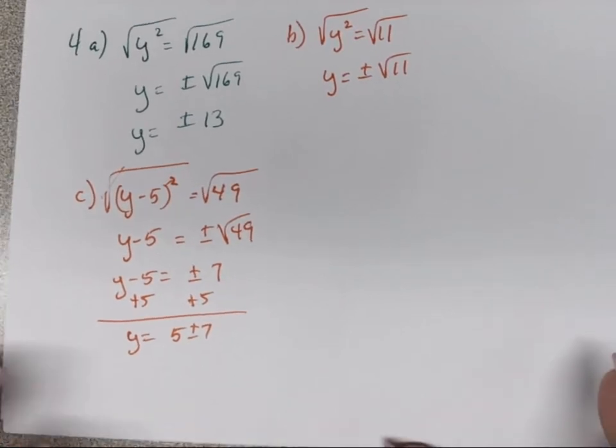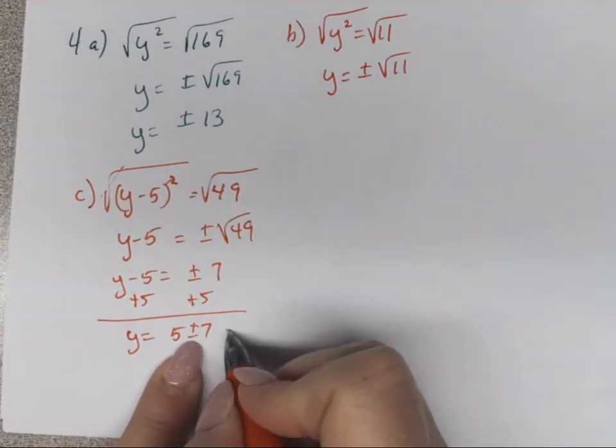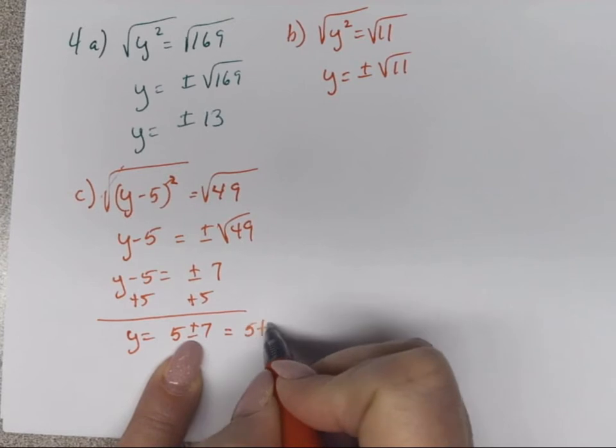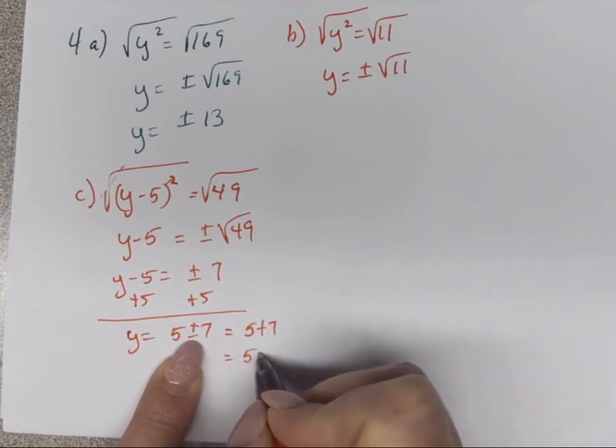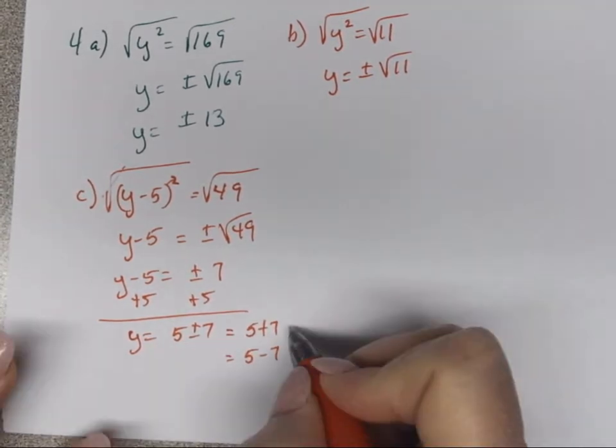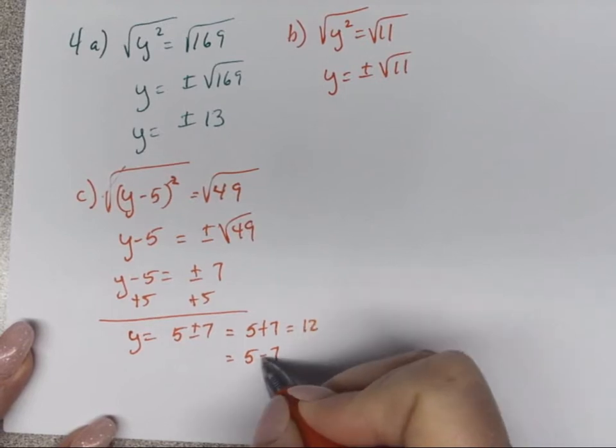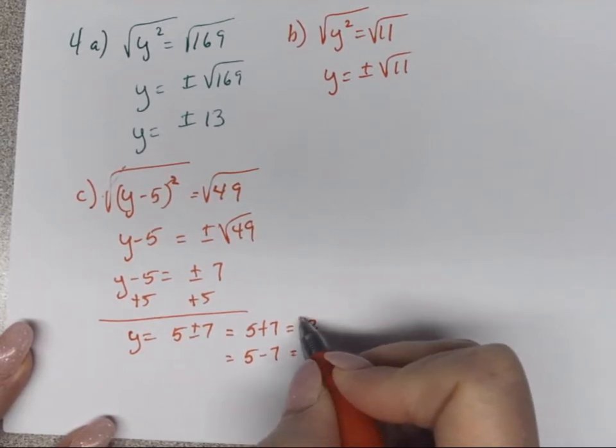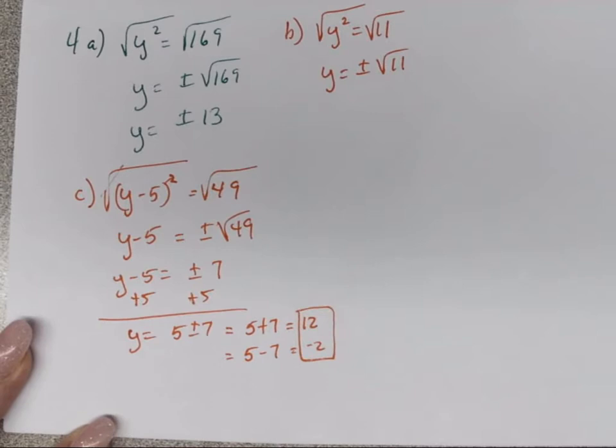Now this becomes my two answers. I have to finish this. I end up with 5 plus 7 and 5 minus 7. Well, 5 plus 7 is 12, and 5 minus 7 is negative 2. Those would be your two final answers.